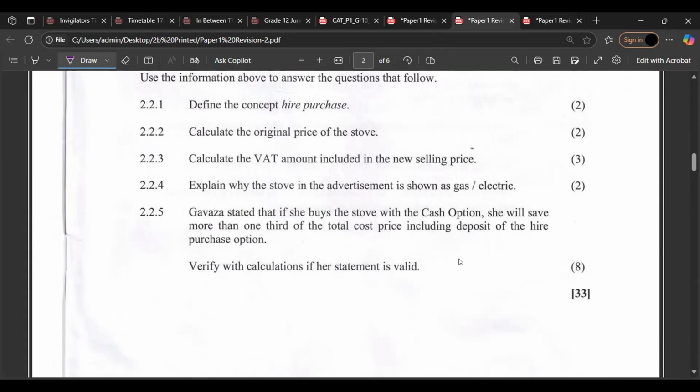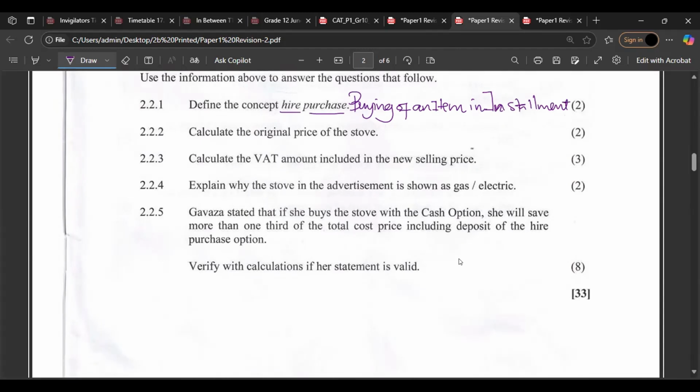Hire purchase, one would say, is the buying of an item in what? In installments. You pay on a monthly basis. You understand? You pay on a monthly basis, and after completion, it belongs to you.